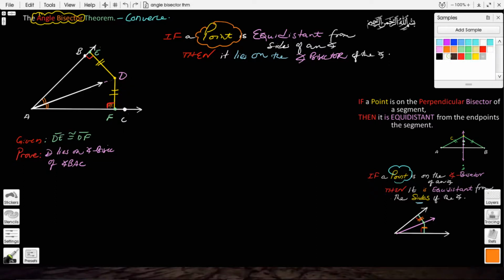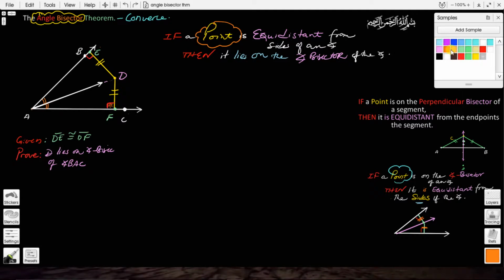That is, if you shoot a ray from the vertex A, that's the angle bisector. It means these two angles are congruent. Then it would hit D like the target, so to speak. It would go straight through D. So that's what the converse of the angle bisector theorem states.